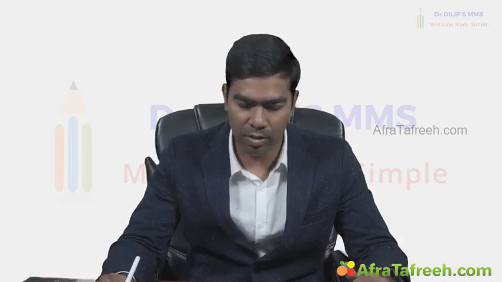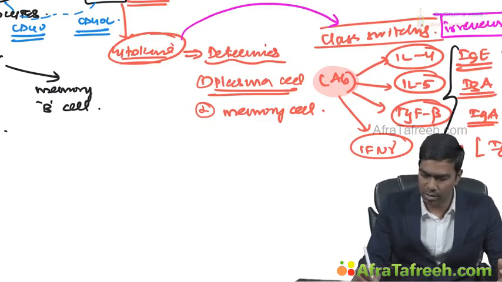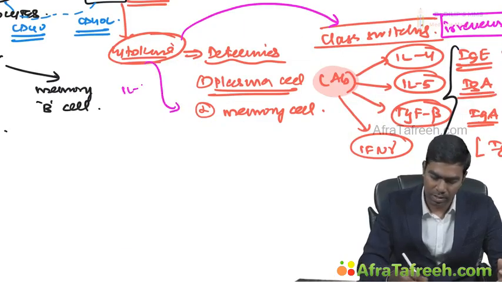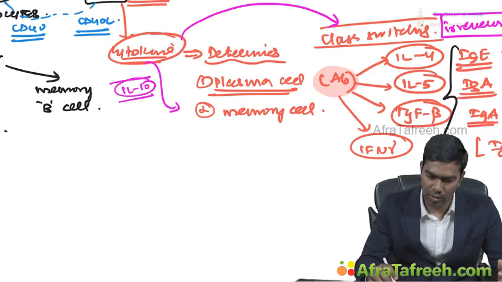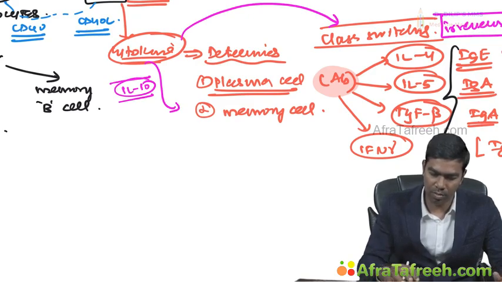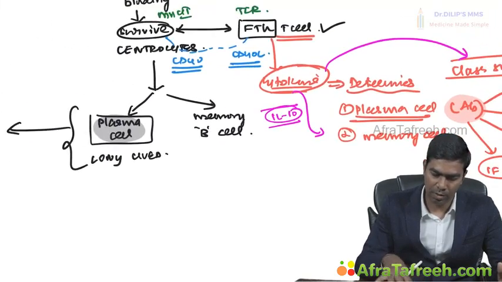So in order to form memory B cells also, you need a very important cytokine help as well. Typically the cytokine that is needed for producing this memory B cell is interleukin 10. So this is a very important cytokine that is important for producing this memory B cell. So this is also a very important process that is happening over here.